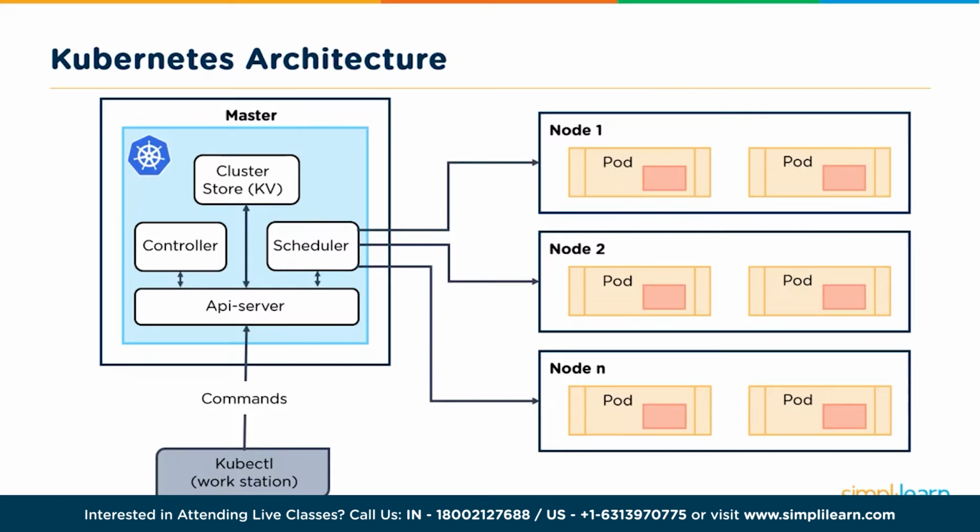This is a very high level depiction of a Kubernetes cluster. So this is the master node, which has got something called a cluster store, a controller, a scheduler component, and an API server. And these are the bunch of nodes that are connected or administered by the master node.